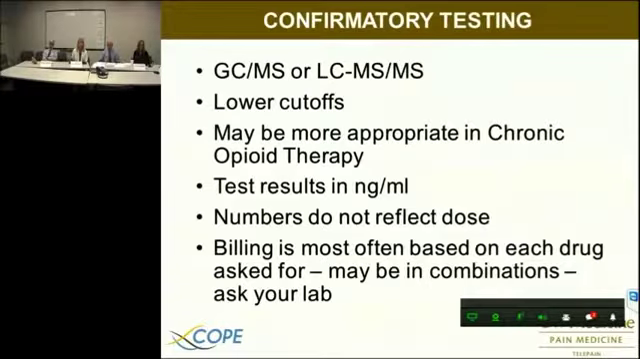Lower cutoffs may be more appropriate in chronic pain management because we want to know whether the patient is taking oxycodone or hydrocodone. We don't just want to know it's an opiate. We want to know which drugs. And the test result is read in numbers. The numbers do not reflect dose. And billing is often based on each drug you ask for.